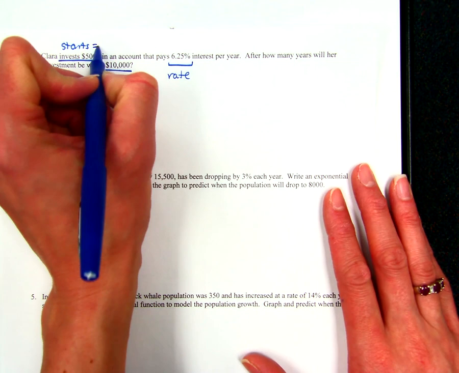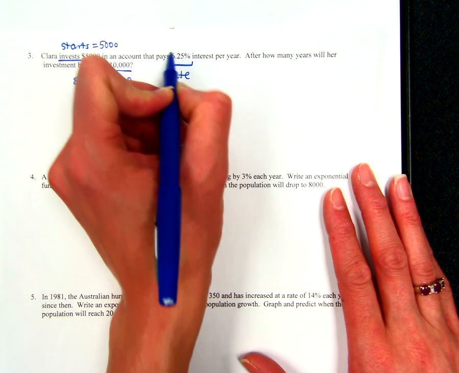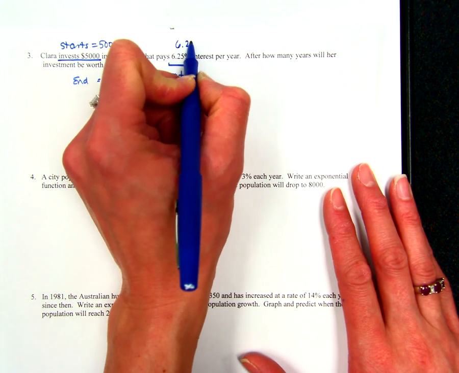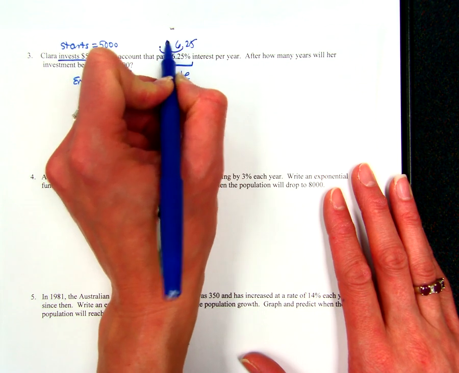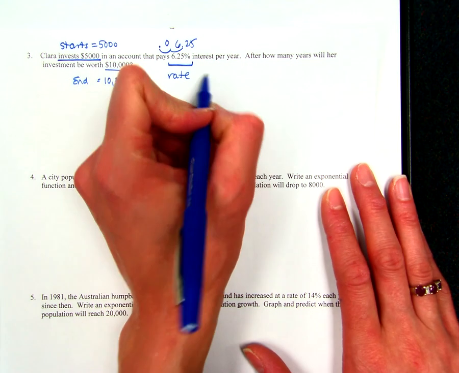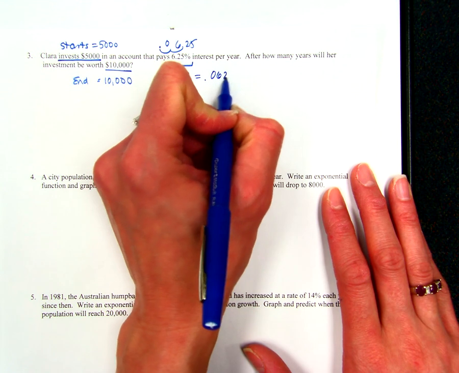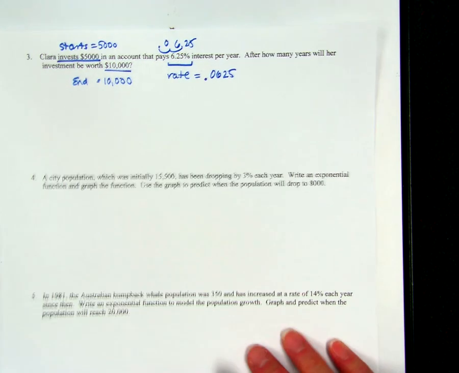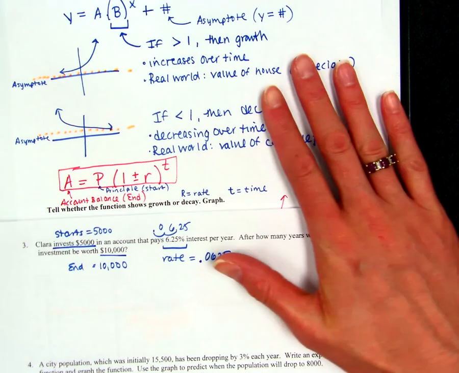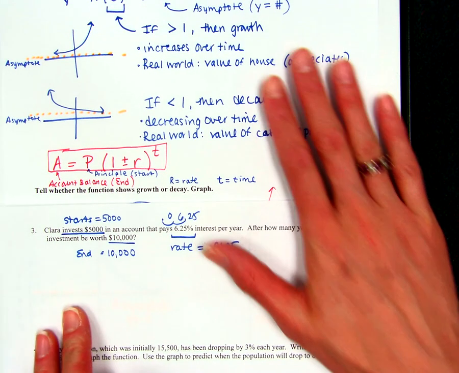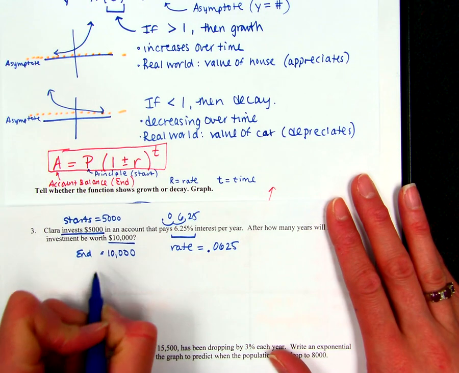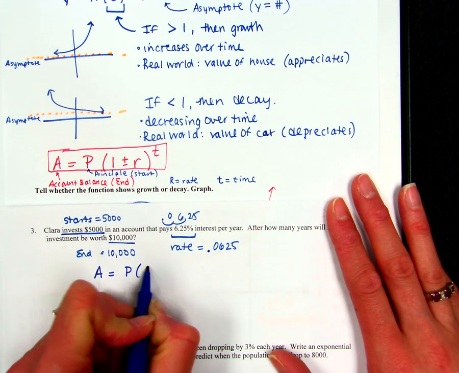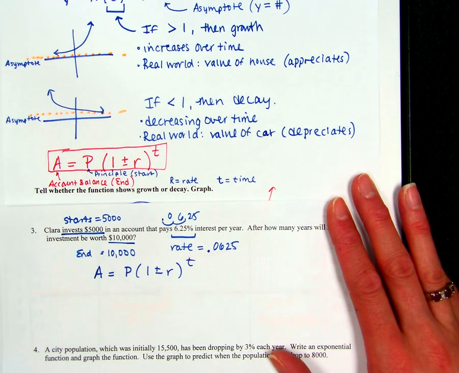All right, so starting is $5,000. This we need to change, 6.25. We need to move over 2 spaces so that we're looking at it as a decimal. So our rate is actually 0.0625. So make sure you look at this as a decimal. And to go back to our notes from the other side, this is the equation we're going to use. A equals P times 1 plus or minus R to the T.